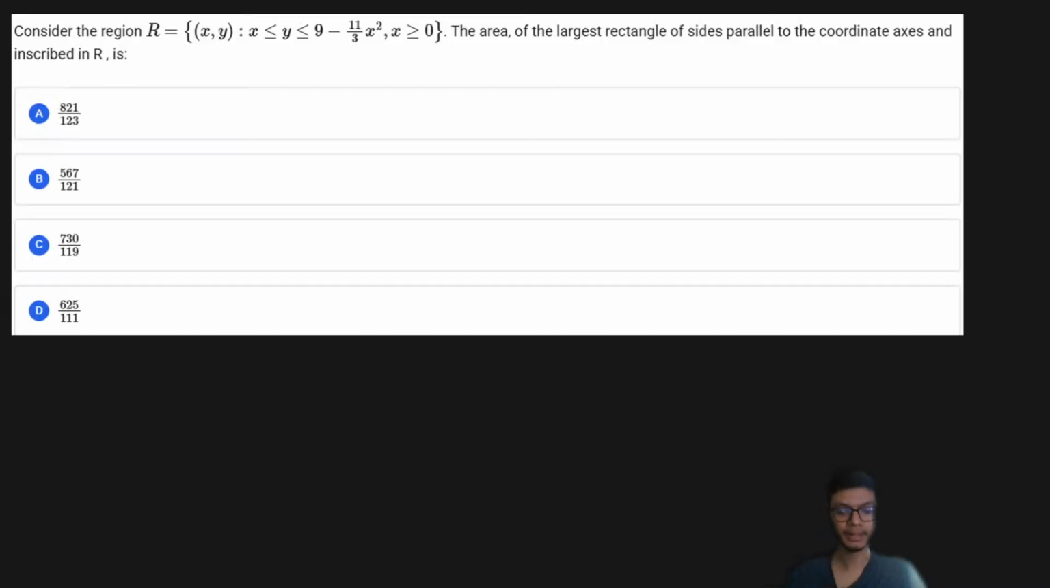So the next problem over here is that we are given a particular region. As you can see, the region is defined by R and consists of all the points x, y such that it follows these two inequalities, right? First of all, let us try to plot this particular region and see what it implies. The region R is defined as y is greater than x and y is less than 9 minus 11 by 3 x square.